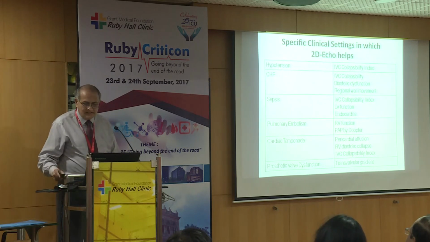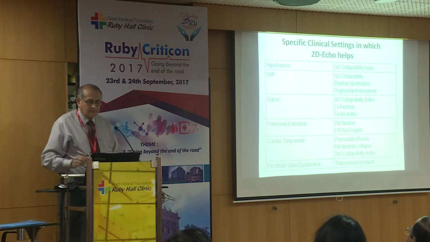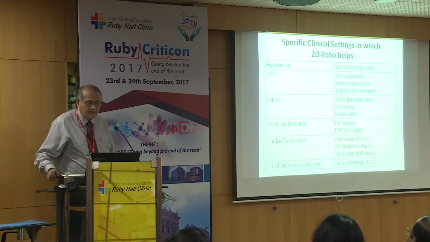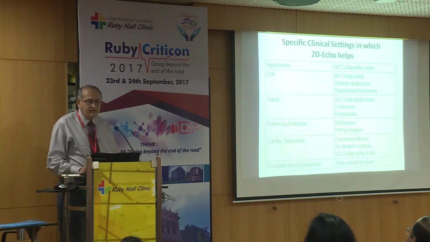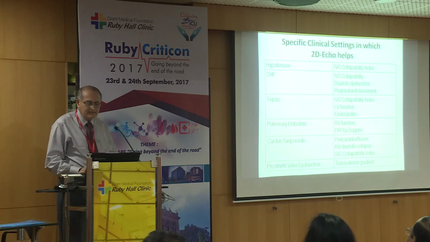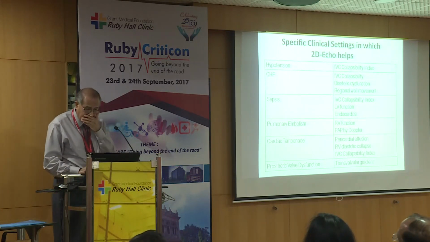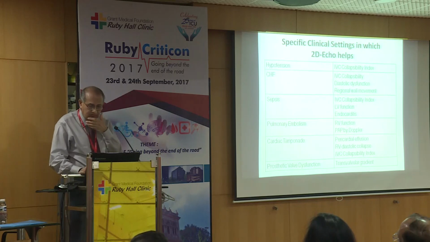Specific clinical settings in which 2D echo helps. As you see over here, in hypertension, IVC collapsibility index is important. Congestive heart failure, IVC collapsibility once again is very helpful, along with diastolic dysfunction and regional wall movements. In sepsis, once again the same thing, IVC, LV function and endocarditis. It is very helpful to see if there is anything to do with endocarditis. If transthoracic does not give you anything, and if you strongly suspect, do a TEE.